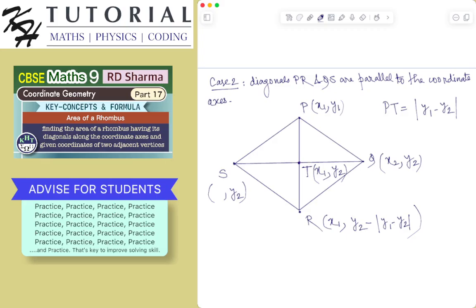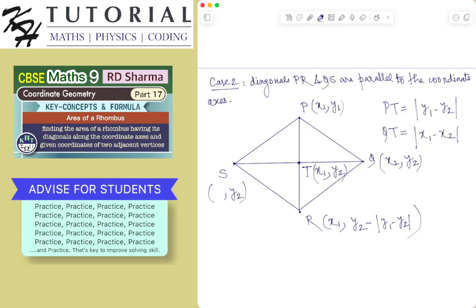Okay. Now, what will be the abscissa of the point S? Again the same concept. It will depend on whether the vertex S is to the left hand side of the diagonal PR or to the right hand side of the diagonal PR. We know that the vertices S and Q are equidistant from the point T. So what is QT? That is the distance of the vertex Q from the point of intersection of the diagonals, which is T. This will be the absolute value of x1 minus x2.